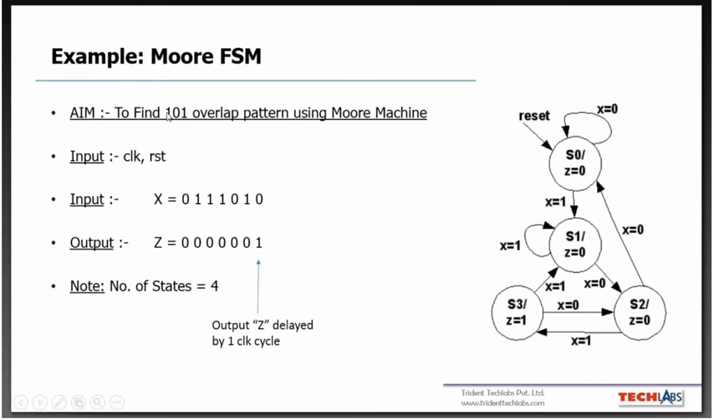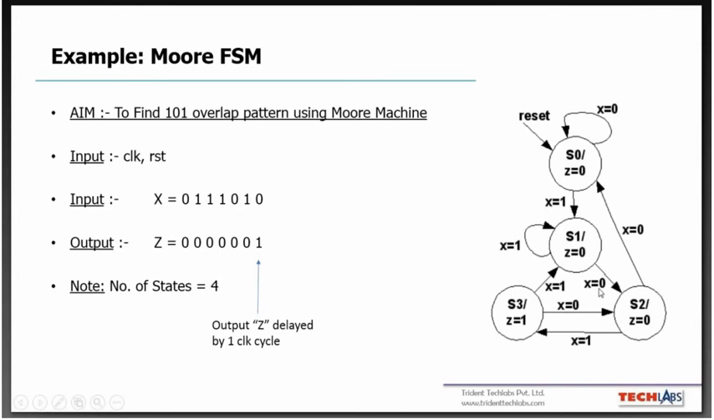Next, after 1 we want to find 0. If X switches from 1 to 0, the state switches as well. The condition I have given is that from state 1 to state 2 it moves when X is 0, and Z is 0 because we have not yet completed the pattern. What happens if X is equal to 1 again? It stays in the same state. It will not go back to S0, because a 1 has already been detected. That is why the loop is present here.